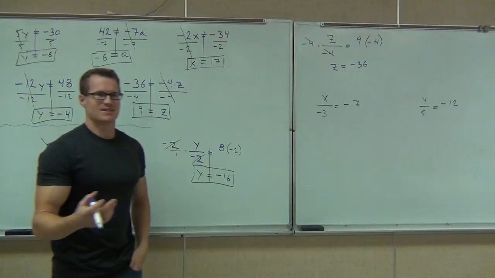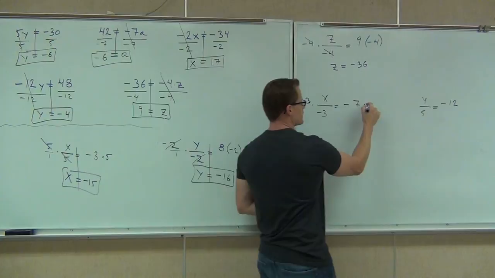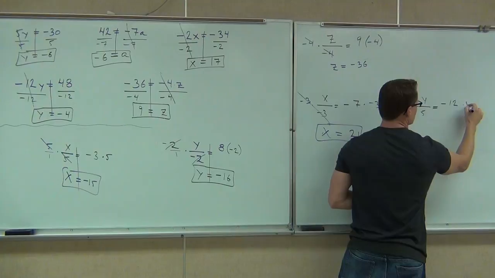Anyway. So, moving on, we do have the x over negative 3. Of course, we're going to be multiplying by whatever we've divided by. Multiply both sides by negative 3 in this case. We have x, and we have positive 21. Did you get positive 21? Awesome. And last one, of course, we need to multiply by 5. That means on both sides, we get y, and we get negative 60.